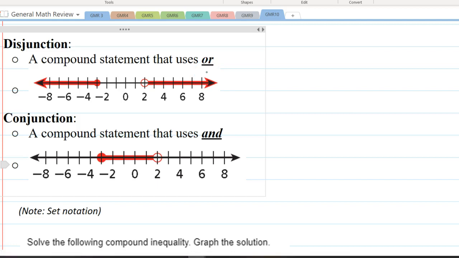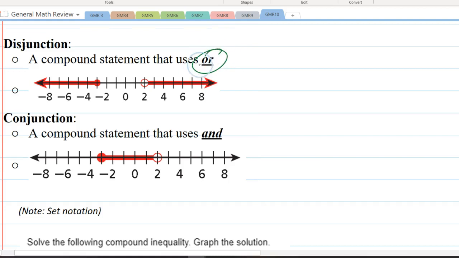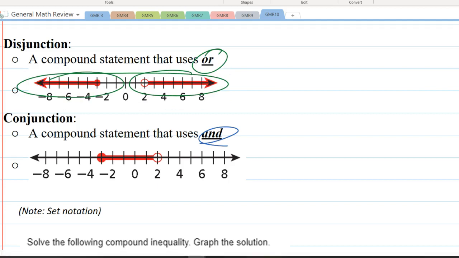Next, disjunction versus conjunction. A disjunction is a compound statement that uses or, and a conjunction is a compound statement that uses and. The key thing here, if it's or, the arrows are going in opposite directions. If it's and, the arrows are going to go in the same direction, meaning you're not going to have arrows, you're only going to have an overlap. Let's try a few.